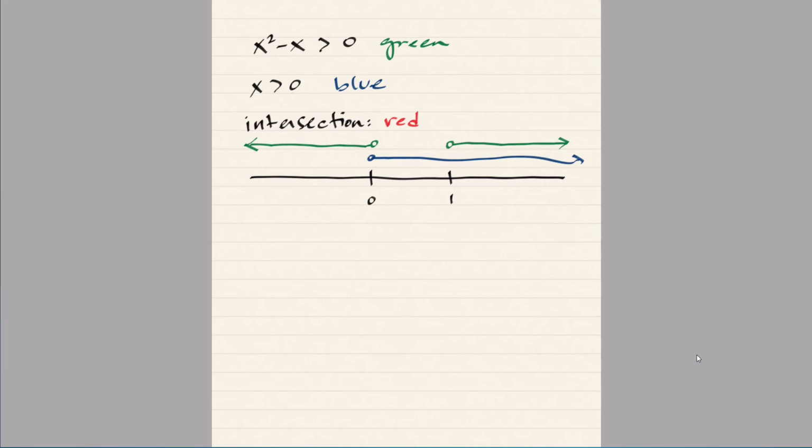So my diagram here is a little bit crude, but anyway, I have the set where x squared minus x is greater than 0 in green, and I have the set where x is greater than 0 in blue, and we want to intersect those two sets. So again, intersection meaning the overlap, the common ground. It should be clear that the intersection here is everything to the right of 1.